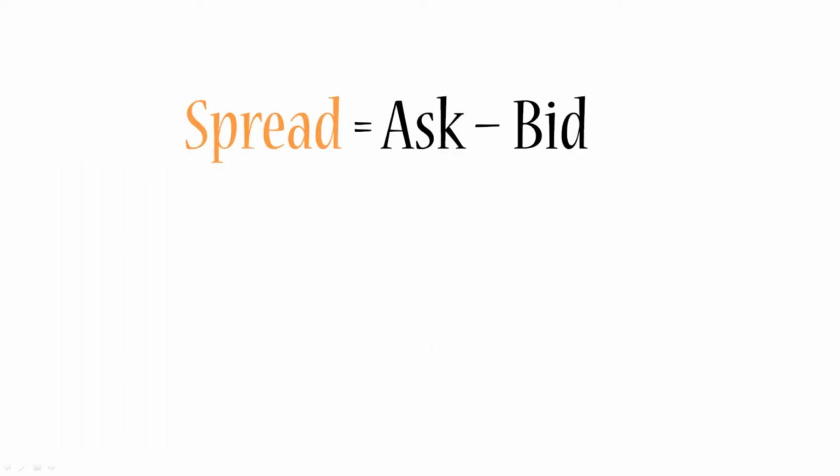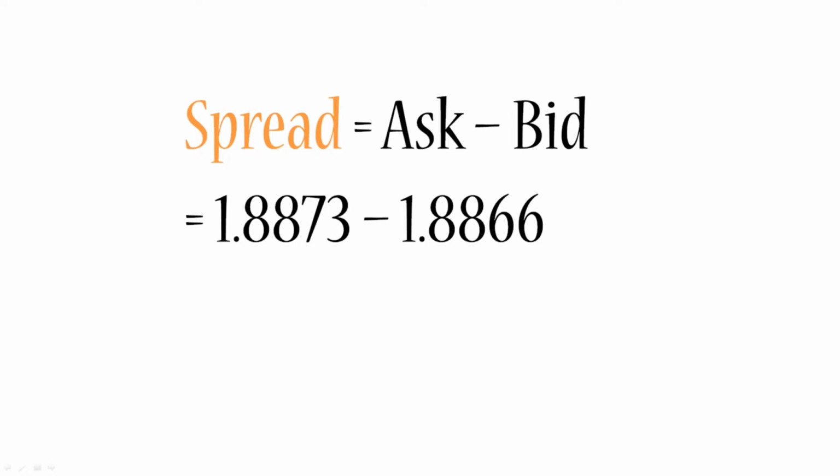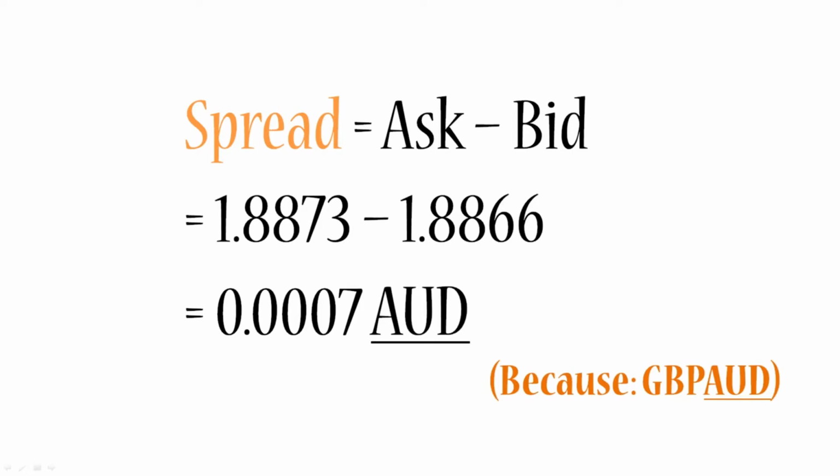So the spread is the ask minus the bid. That means 1.8873 minus 1.8866, and that means 0.0007. So that means less than 1 Australian cent. That is 0.07 of an Australian cent. And this is in Australian dollars because the currency pair is British pound Australian dollars. So Australian dollar is the quoted currency. Remember our examples with apples. So British pound here is like the apple, and Australian dollar is the currency that it's been valued in.